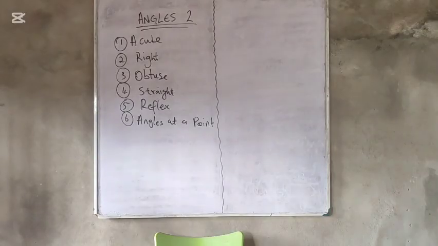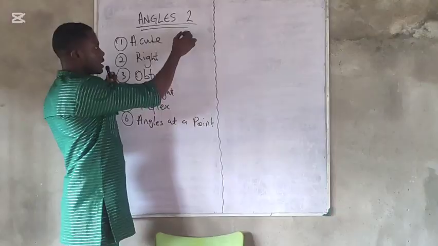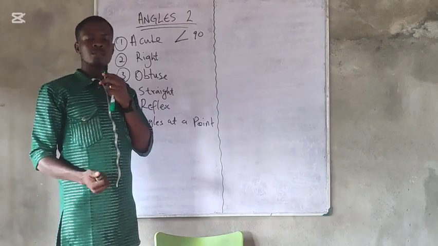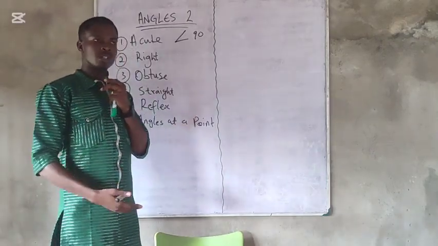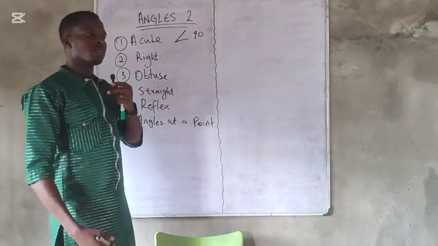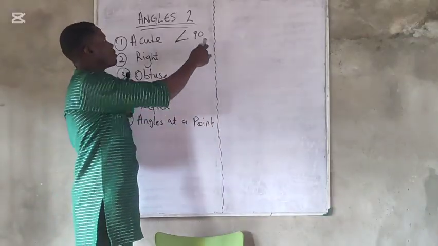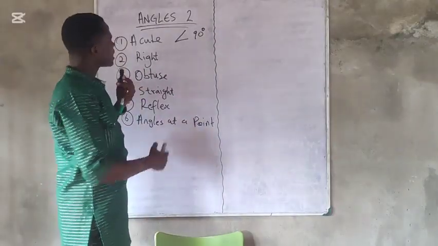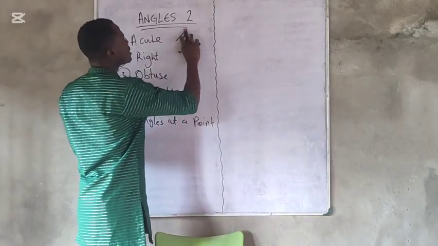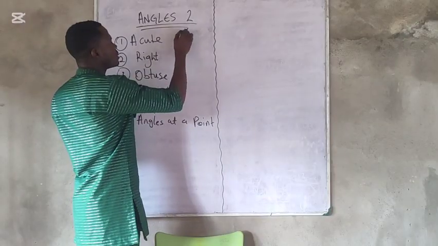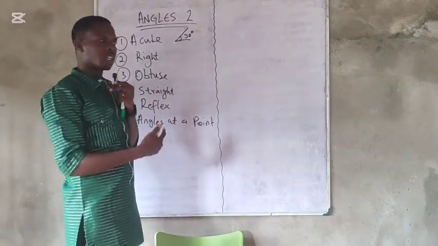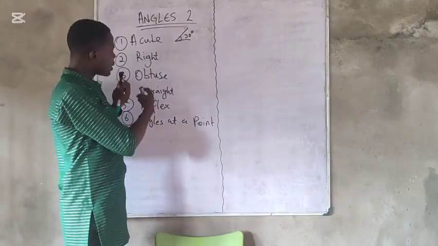Right, to start with, an acute angle is an angle that is less than 90 degrees. So an angle of 20 degrees is an acute angle, 40 degrees is an acute angle, 45 degrees is an acute angle. So long as it is less than 90 degrees, we call it an acute angle. An example of an acute angle is something like this, where here is maybe 30 degrees.